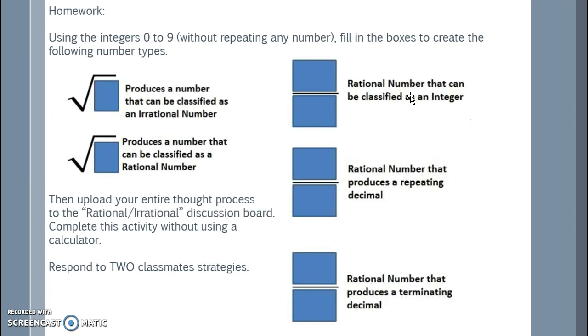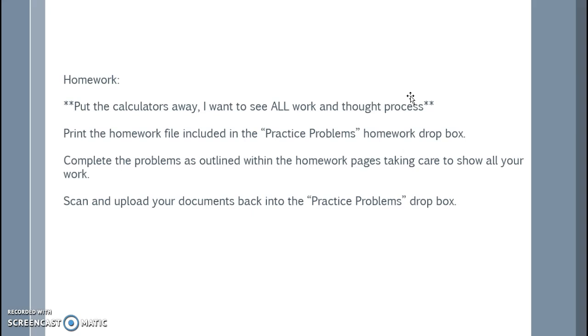Similarly, using the integers 0 to 9 without repeating any number, fill in the boxes to create the following number types. Then upload your entire thought process to the rational-irrational discussion board. Complete this activity without using a calculator. Respond to 2 classmate strategies similar to the previous slide. And finally, put your calculators away. I want to see all of your work and thought process.